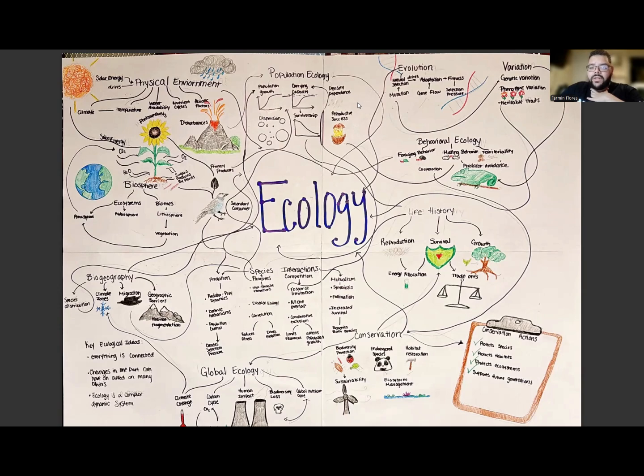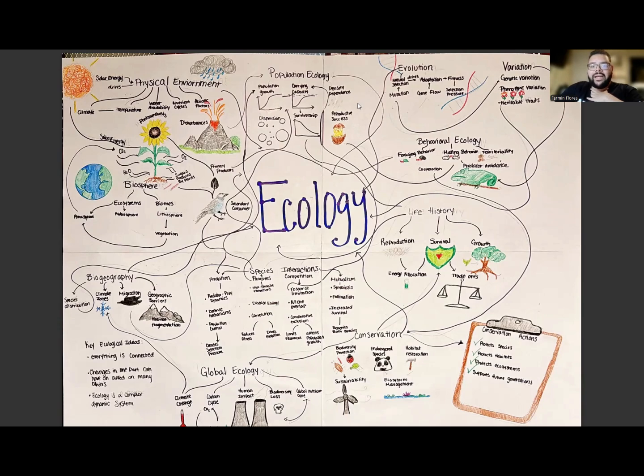Behavioral ecology is another section that I included in the concept map. In this section, I included foraging behavior, mating behavior, territory, cooperation, and predator avoidance. Behavioral ecology examines how behaviors improve survival and reproductive success of organisms. Foraging behavior affects how organisms obtain resources. Territoriality can reduce competition, and predator avoidance behaviors reduce the risk of predation. These behaviors are shaped by natural selection. Because these behaviors improve fitness, they are more likely to persist within populations.